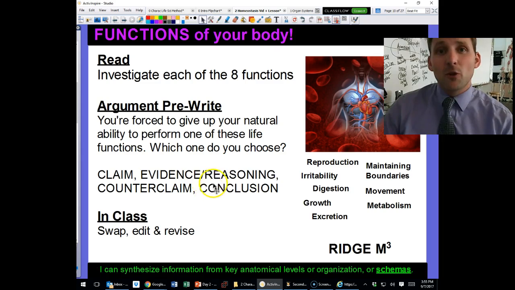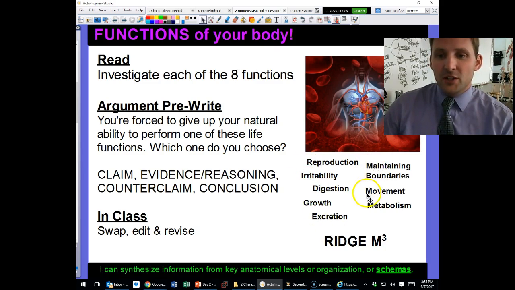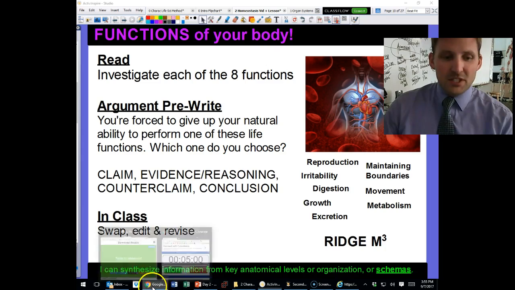And this is the same kind of format as all the argument stuff you've done last year, and I'll review that in a second. Again, for me, as I go through it, I try to move these letters around in a way that makes sense. Ridge, and then 3 M's, so ridge M cubed helps me remember the 8 life functions.